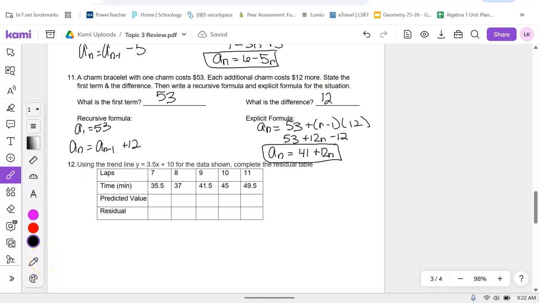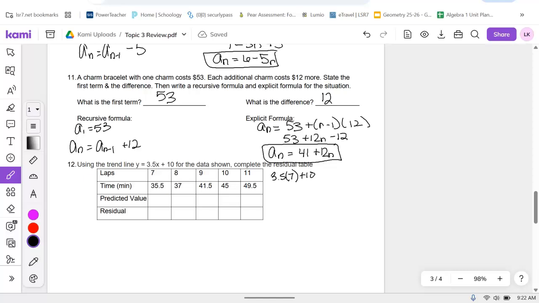Okay, welcome back to part 2 of the topic 3 review. We're on number 12, using the trend line y equals 3.5x plus 10 for the data shown, complete the residual table. So the first thing we need to do is we're given our actual times, we need to find our predicted times. So we are just plugging our x, which is our laps, in for x. So I have 3.5 times 7 plus 10.